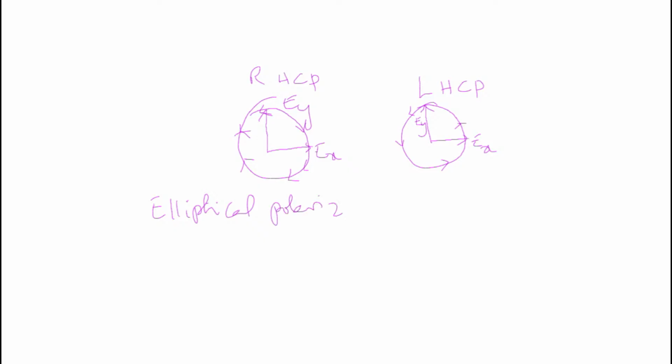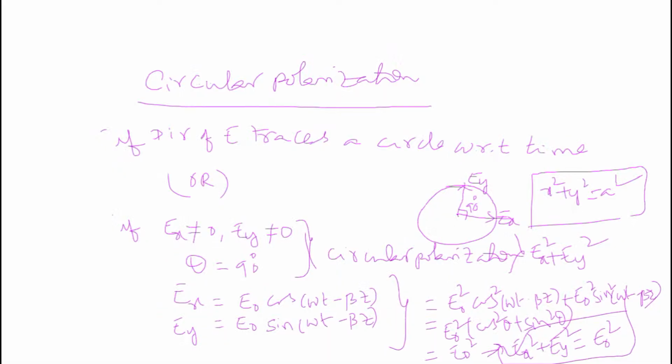Only one difference between circular polarization and elliptical polarization. In circular polarization, the magnitude of Ex is equal to the magnitude of Ey. I forgot to mention this point earlier: both Ex and Ey are present and they are equal in magnitude or amplitude. That's why I have taken E0 and E0 here.